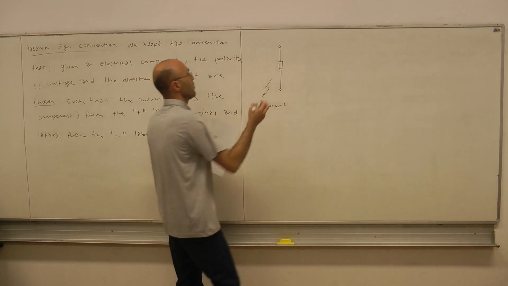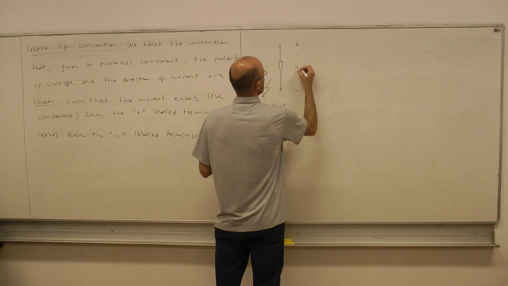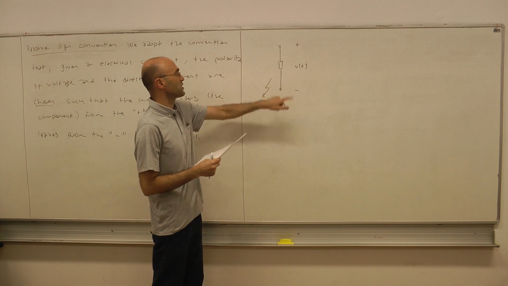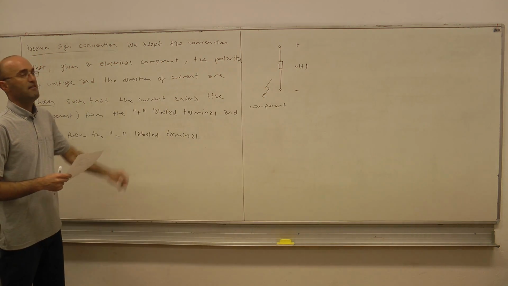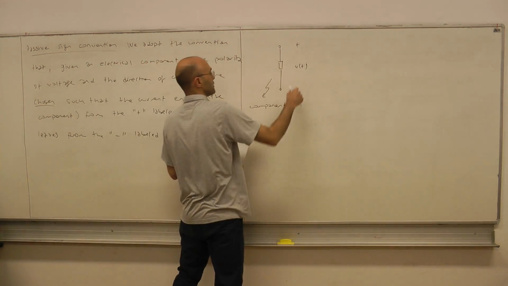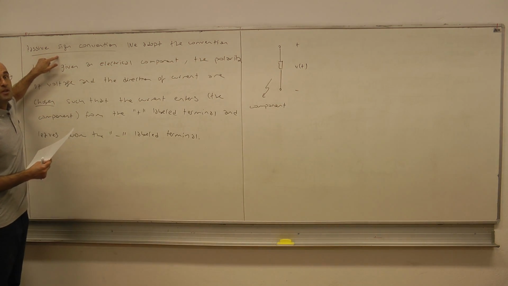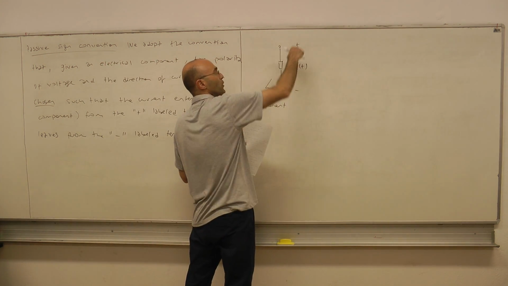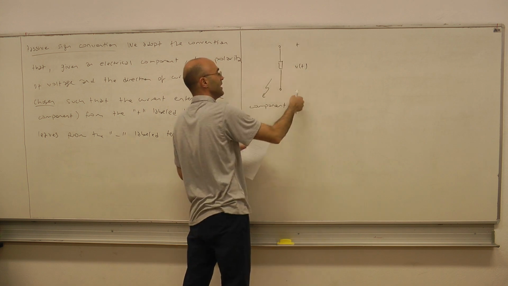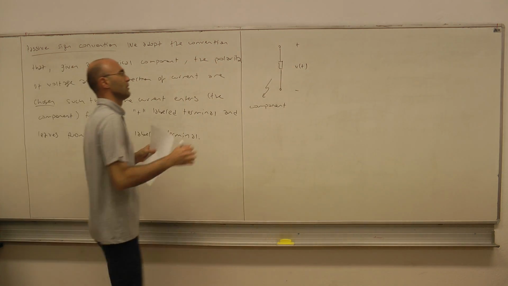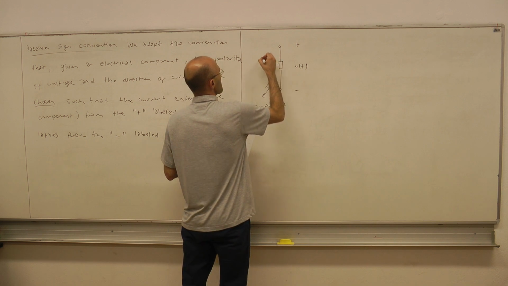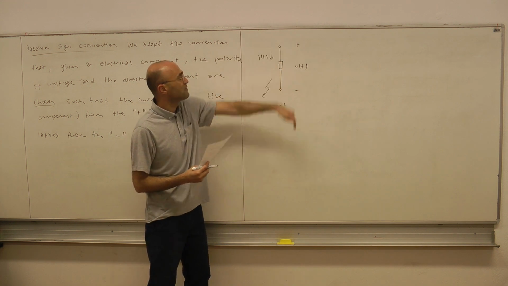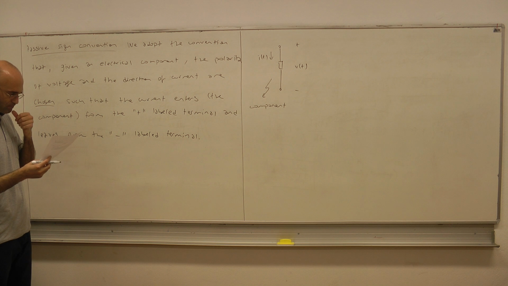That is, for instance, suppose we have chosen the polarity of the voltage as plus for the upper terminal and minus for the bottom terminal. Okay, and if such polarity is chosen, then passive sign convention says that we have to choose the direction of the current such that it enters the component from the positive labeled terminal and leaves from the negative labeled terminal. Okay? Therefore, the direction of the current must be like that. Enters from the positive labeled terminal and leaves from the negative labeled terminal. Okay.